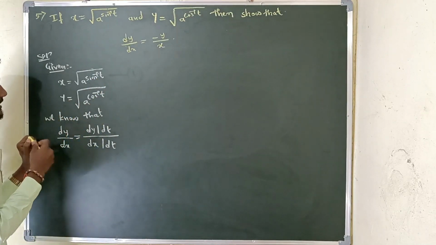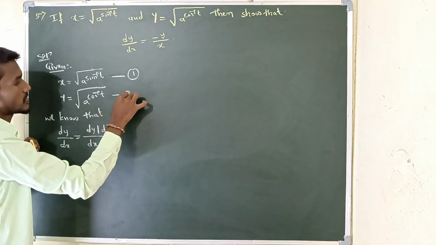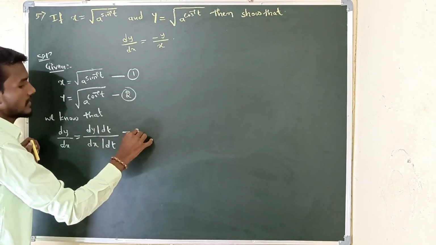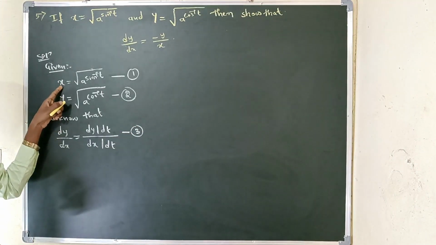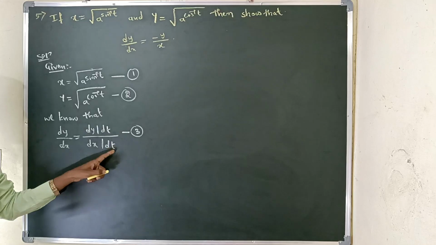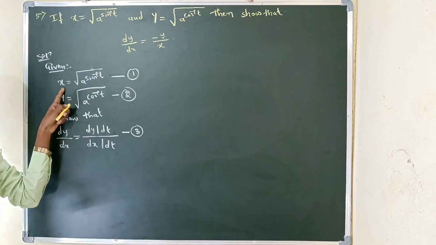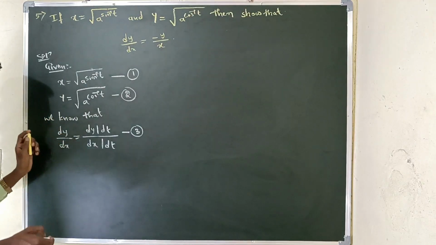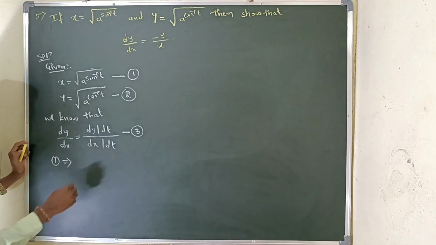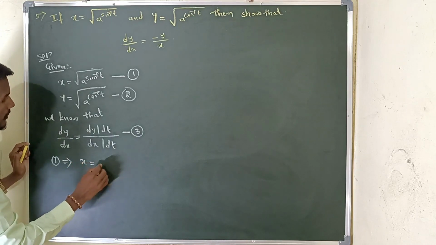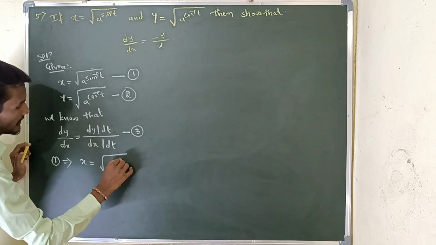I'll take this one as equation number 1, I'll take this one as equation number 2, I'll take this one as equation number 3. Now to find the derivative, that is dx divided by dt, you have to find the derivative of x with respect to t. You have to consider equation number 1, which implies x is equal to square root of a to the power sin inverse t.